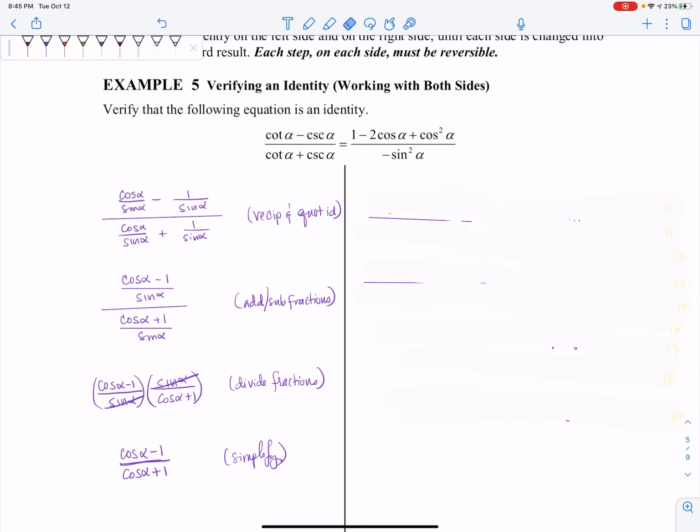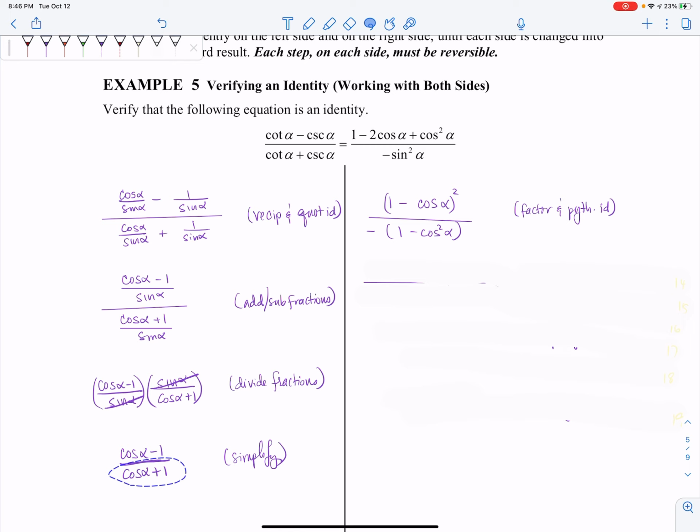And I notice that the top can be factored. Okay, so we'll use our factoring. And the top is going to be 1 minus cosine alpha quantity squared. The bottom, for now, I'm just going to use the Pythagorean identity. And the reason I am is because the bottom had a sine squared in it, but I want cosines. So I turned my sine squared into a 1 minus cosine squared. For now, the negative is just a tag along.